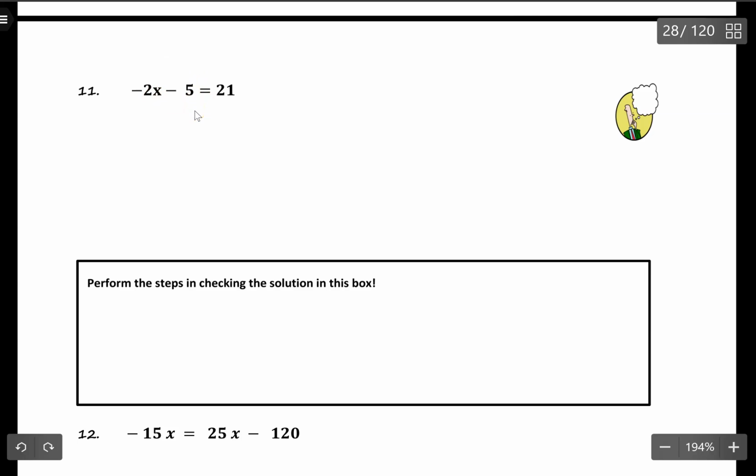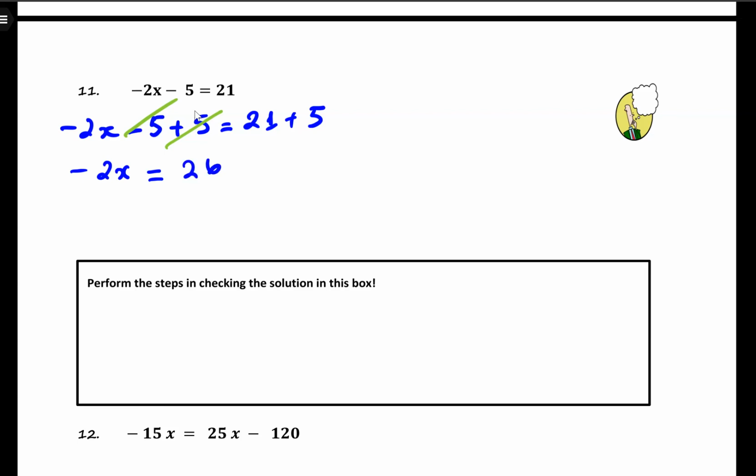So I will put negative 2x, I leave that alone. So I subtract 5, I add the 5 on this side. So I do the same thing on the other side, I also add the 5. So for this, the 5 will cancel out. Okay, so I will have negative 2x equal to 26. If we do this step by step, you can see that you simplify your equation to make it even simpler for you to isolate the x.